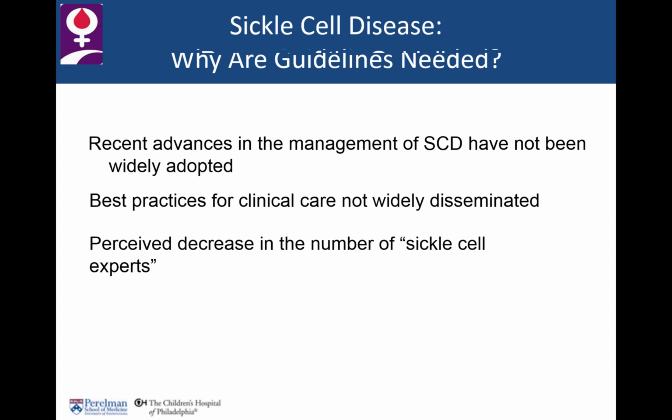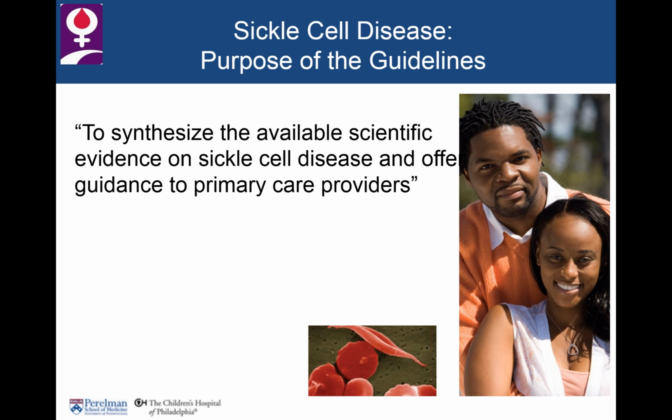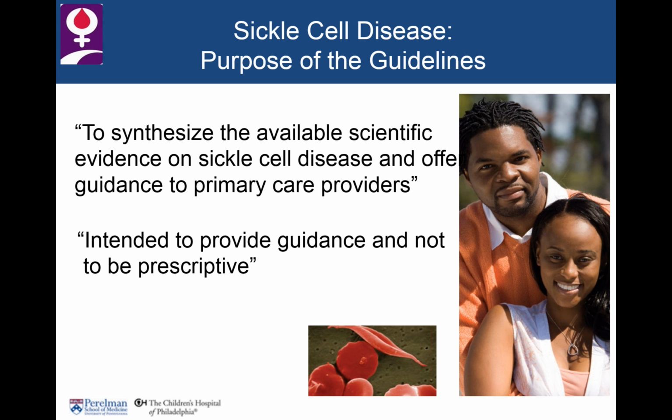And this is primarily due to not only the low rate of hydroxyurea use in individuals living with sickle cell disease, but also other practices such as stroke risk screening in the pediatric population. There are not best practices for clinical care that are widely disseminated, and there's a perceived decrease in the number of sickle cell experts available to take care, particularly of adults living with sickle cell disease. So the purpose of the guideline was to synthesize the available scientific evidence on sickle cell disease and offer guidance primarily to primary care providers.